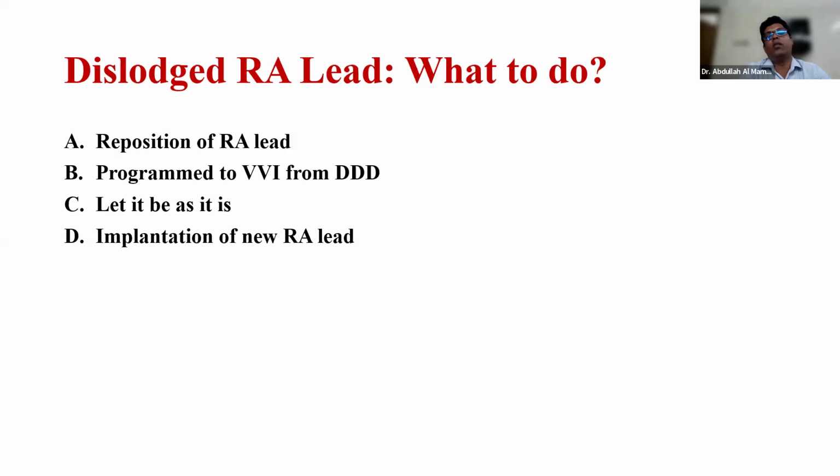So what should we go for in this situation? Should we reposition the RA lead, or program to VVI from DDD mode, or let it be as it is, or put in another RA lead? As the patient actually came to us within the early period.